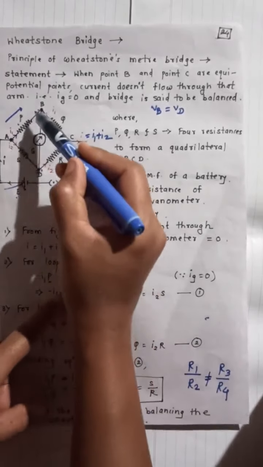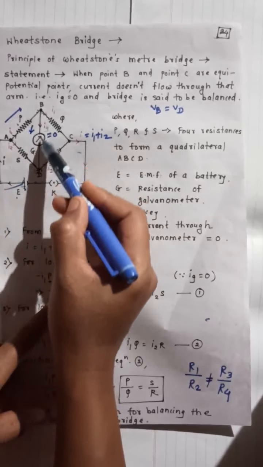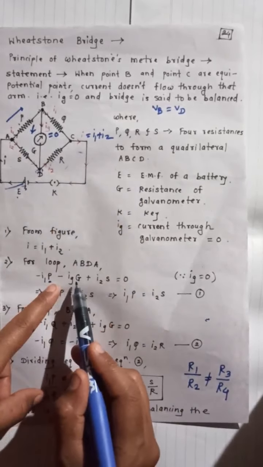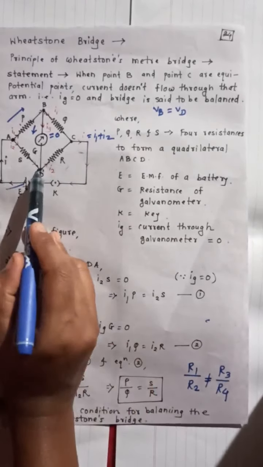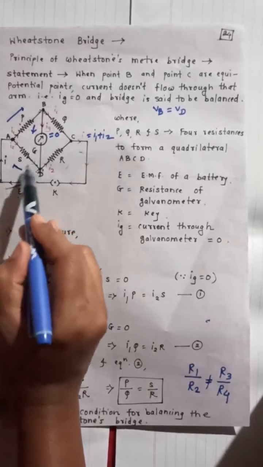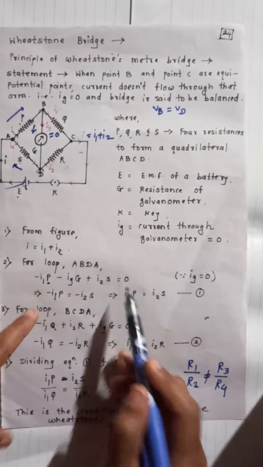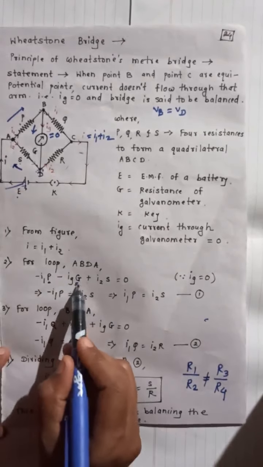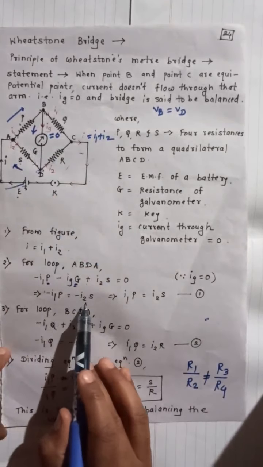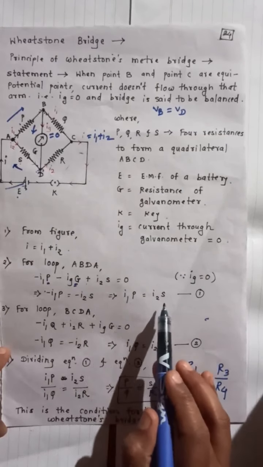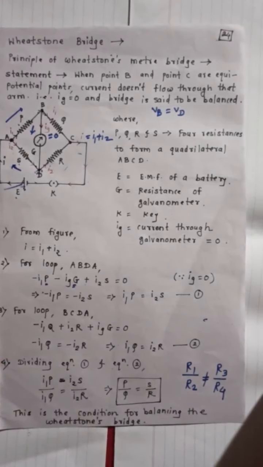Minus, or here, आता खाली निघालेलो आहे आपण, direction of tracing खाली आहे, direction of current सुद्धा खाली आहे. So minus Ig into G, plus, now like this, we are tracing like this, current direction opposite आहे, so हा plus असेल, plus I2 S equals 0. Now this term is equal to 0 because Ig equals 0. So minus I1P plus I2S equals 0, so I1P equals I2S. This is the first equation we got from the first loop.